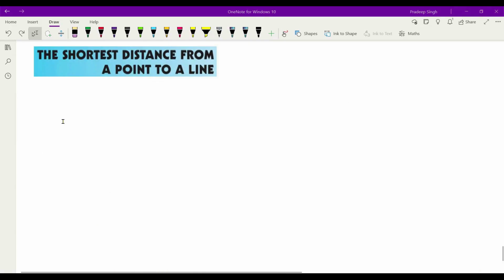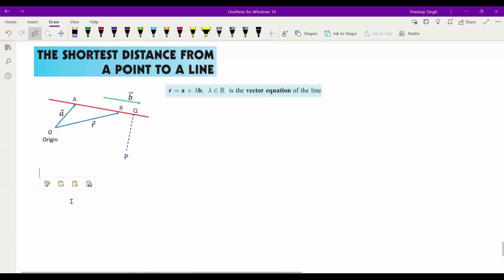The shortest distance from a point to a line. Have a look at this picture. We have a line, a red line, whose vector equation is a plus lambda b. Let's revise. A is the position vector of the point which is already lying on the line. B vector is a vector which is parallel to the given line. The concept which we have to study here is how do we find the shortest distance from a point to a line. So randomly, let's say we have been given a point P.